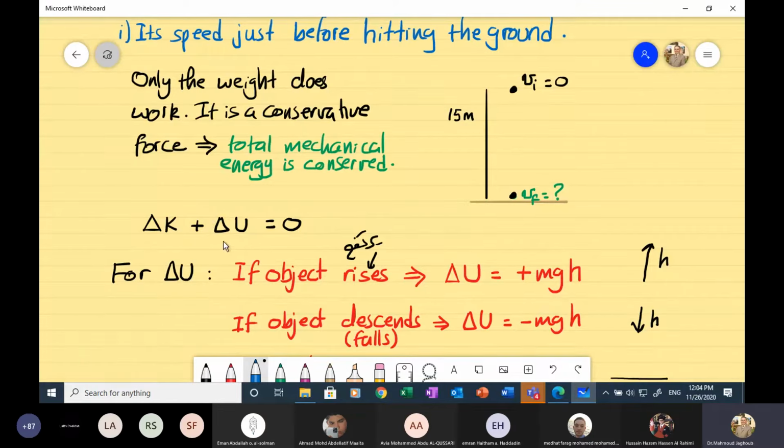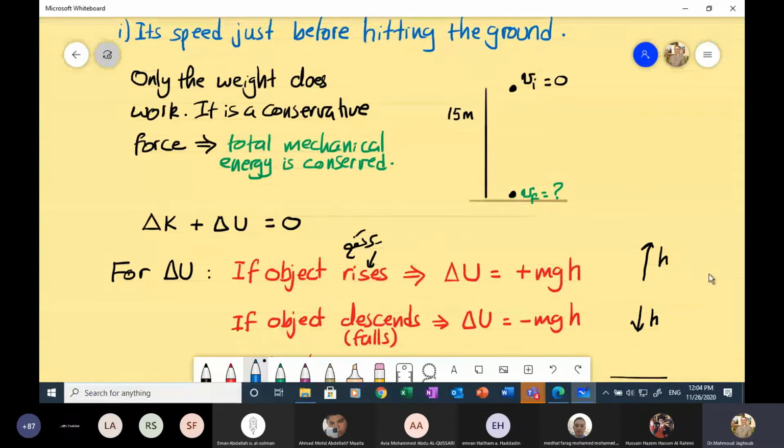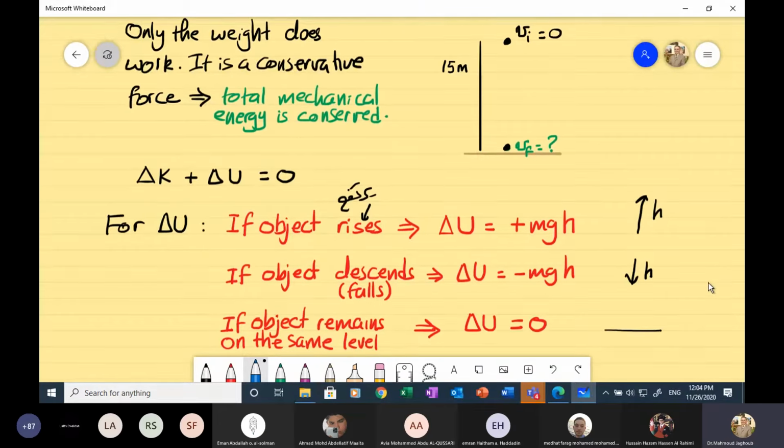So how do we go about dealing with delta U? If you follow this, you will never go wrong. Let's say the following. For delta U, if the object rises, يعني يرتفع, then delta U is positive, equals plus mgh, when the object moves up, or when its elevation has increased. When its height above a given level increases, we have mgh.